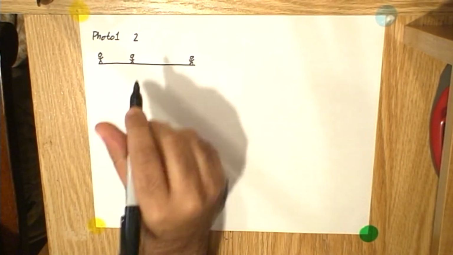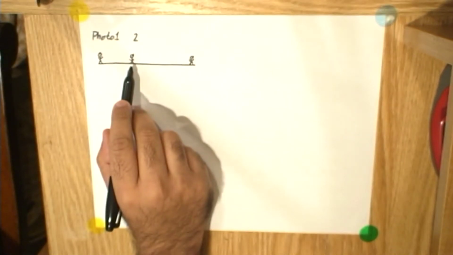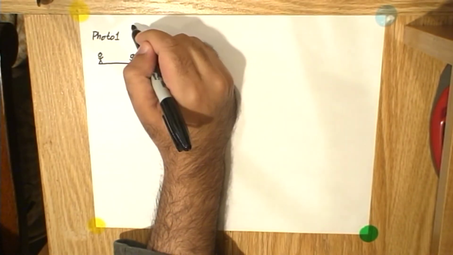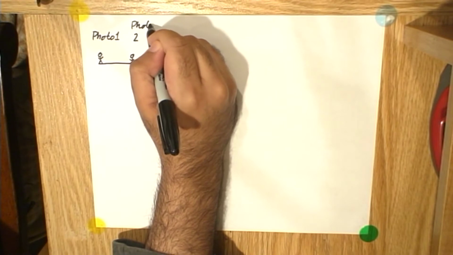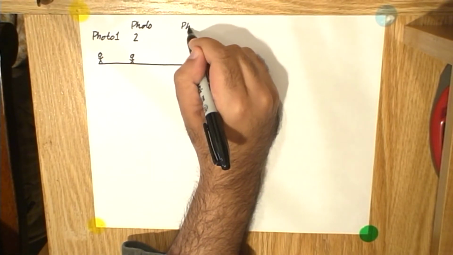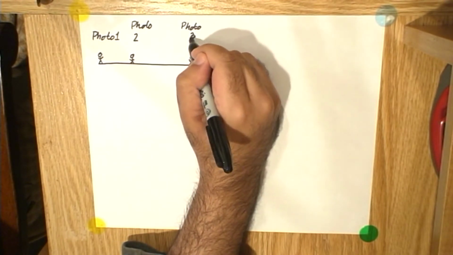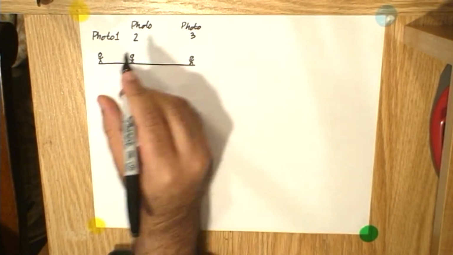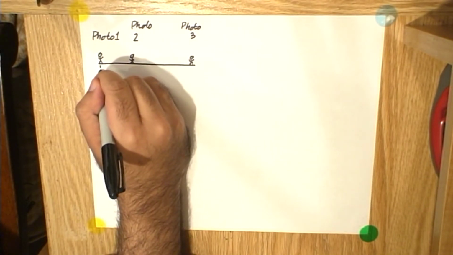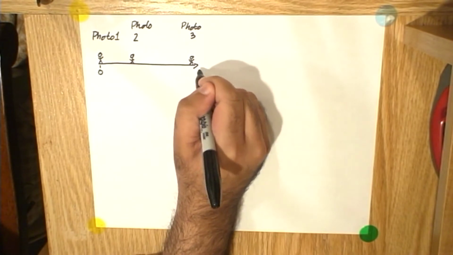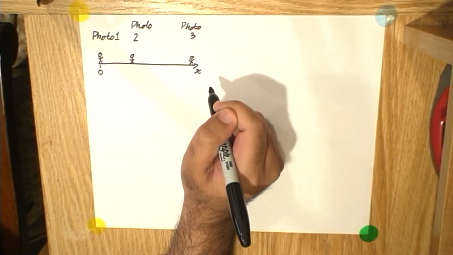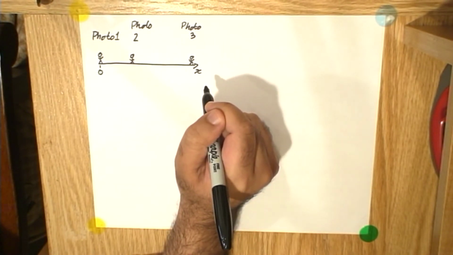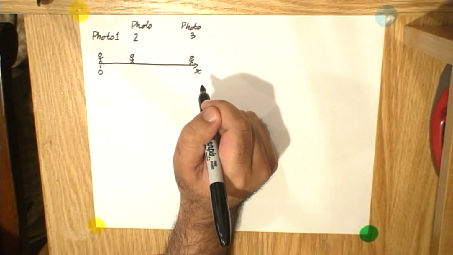Photo 2 is when he hits his stride and reaches his top speed. And photo 3 corresponds to when he finishes the race. I'm going to set the origin as his starting point. I'll set rightwards as being x. Now, let's write down all of the information that we know.